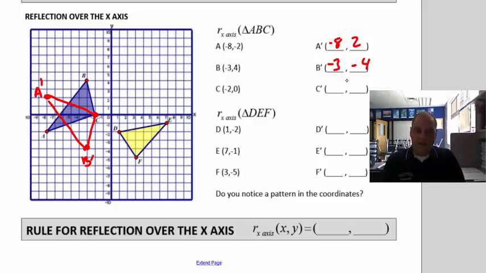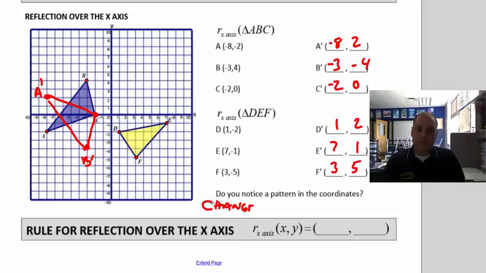And C stayed the same because it's on the axis, okay? So what happened now? Negative 8 stayed the same. Negative 3 stayed the same. Negative 2 stayed the same. The x's stayed the same. The y's changed sign. Negative became positive, positive became negative, so on and so forth. So that's going to happen here. So the x's stay the same, and the y's change their sign. And that is the pattern.